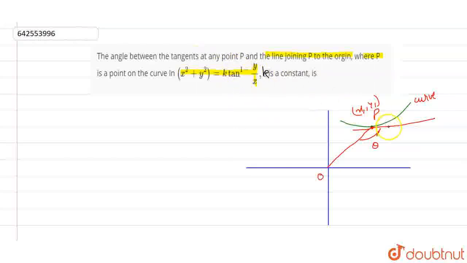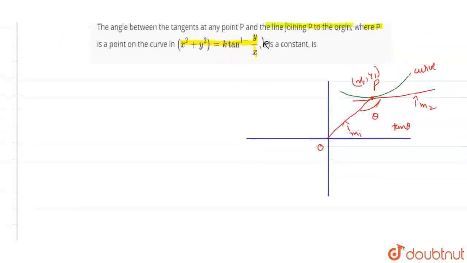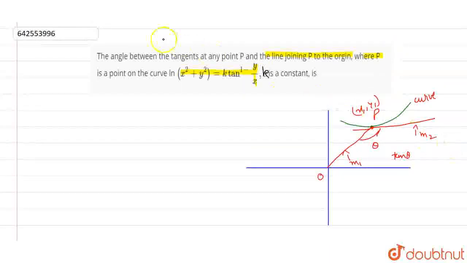So how can we prove this one? If we have the slope of this line as m2, suppose, and the slope of this line as m1, then we have to find theta using tan theta. If our tan theta is independent of x and y, then we can prove the question. So what do we do first? We have a solution here.